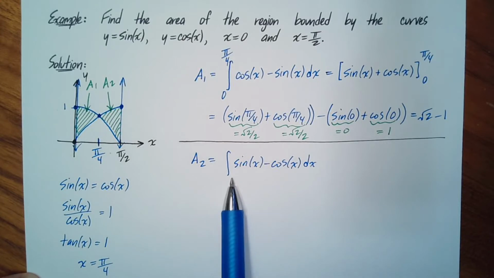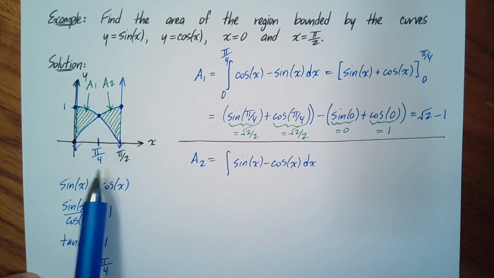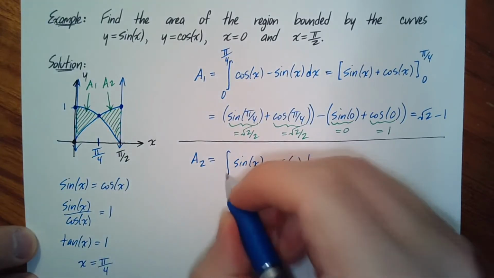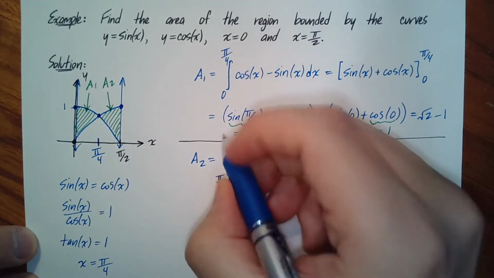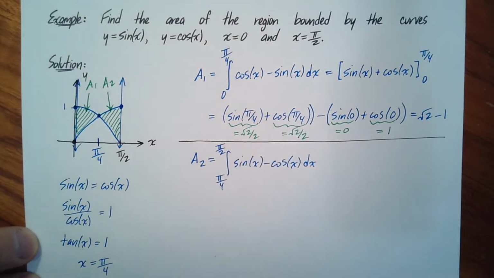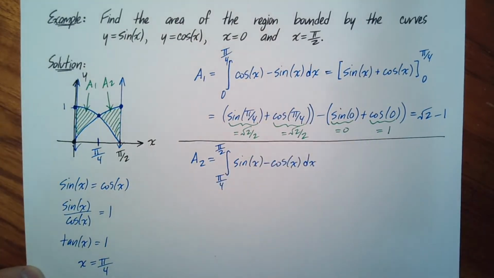So then our bounds now for this one, when we're calculating A2, our left endpoint is going to be pi over 4, and our right endpoint is going to be pi over 2. So we're going to go from pi over 4 to pi over 2, like that. Okay, and that's what we'll calculate.